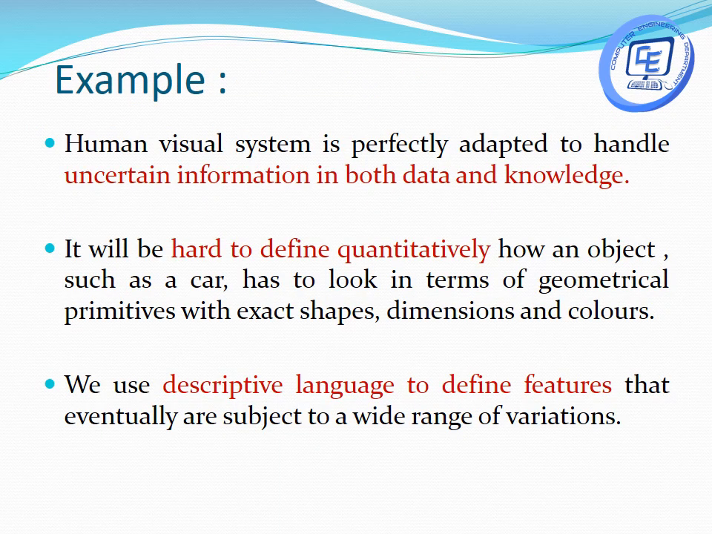So, taking another example, the human visual system is perfectly adapted to handle uncertain information in both data and knowledge. It will be hard to define quantitatively how an object such as a car has to look in terms of geometrical primitives with exact shapes, dimensions and colors. So, we use descriptive language to define features that eventually are subject to a wide range of variations.